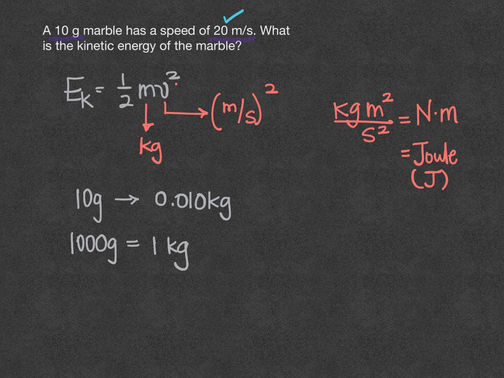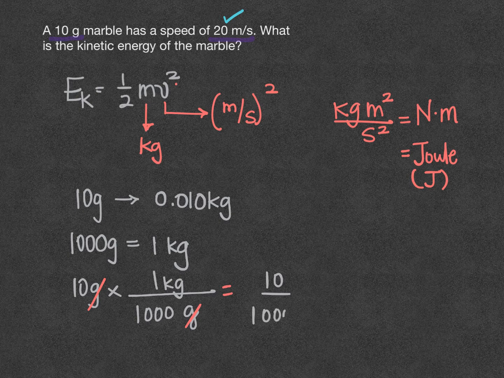So I'm using the conversion, 10 grams, doing dimensional analysis here. 1 kilogram there. The gram and the gram cancel out. So then I'm left with just 10 divided by 1,000, which is 1/100th, which is 0.01, and that will be in kilograms. So that is just a conversion. So once I have my mass in the right unit, I'm ready to substitute.